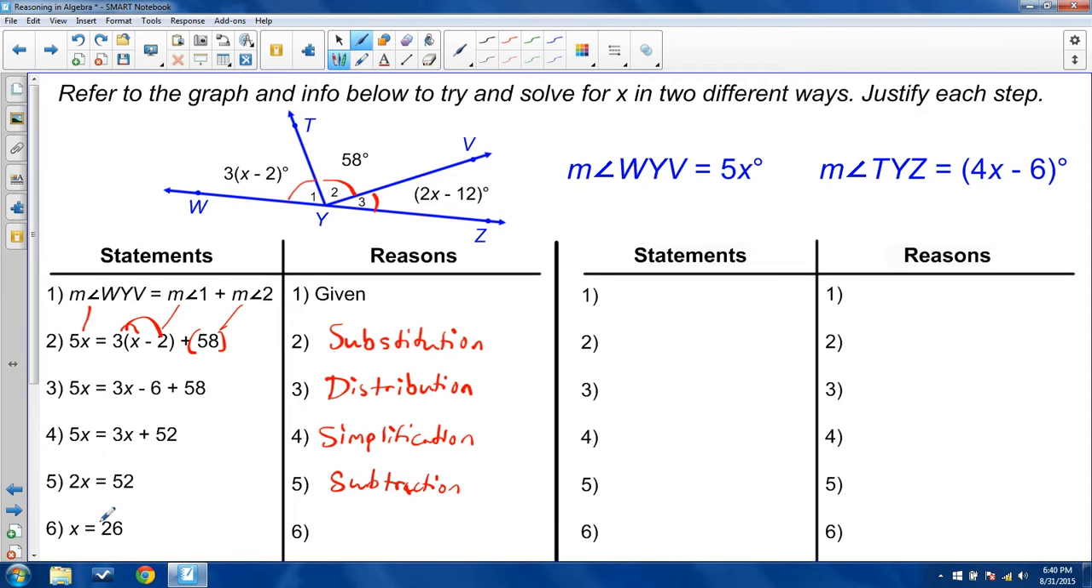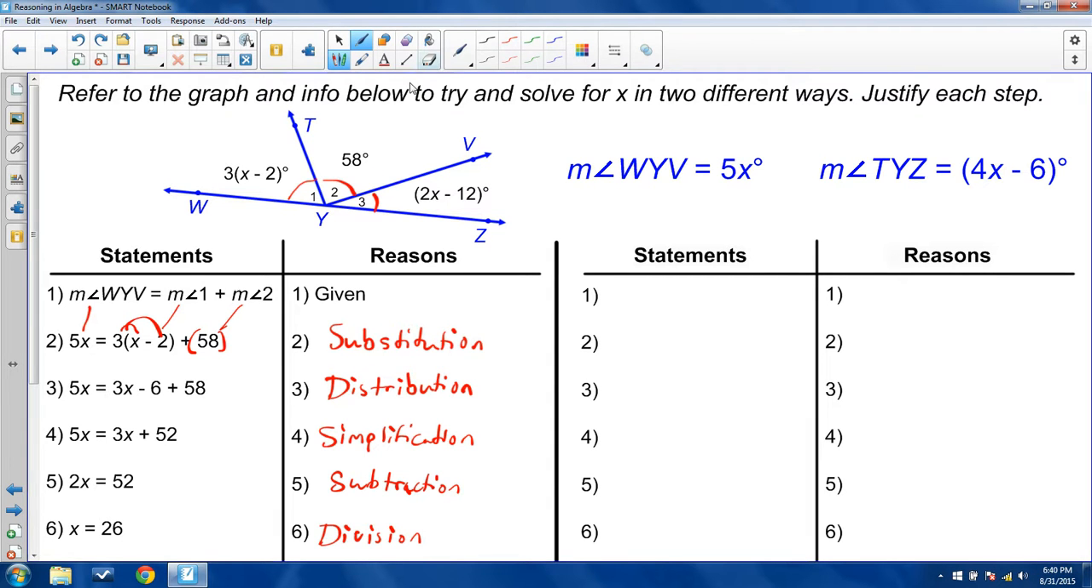Now to isolate my x variable, I'm going to divide both sides by 2. And you'll get x equals 26. And those are the steps. Look, I'm not writing these big fancy terms. I probably should be, but for the sake of room and time, I'm going to leave it as is.